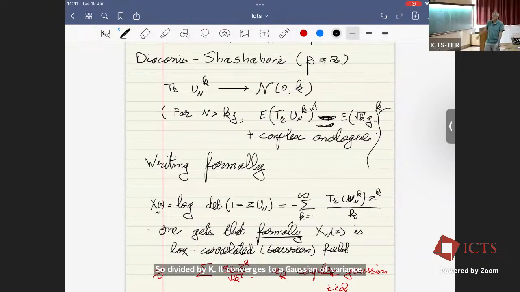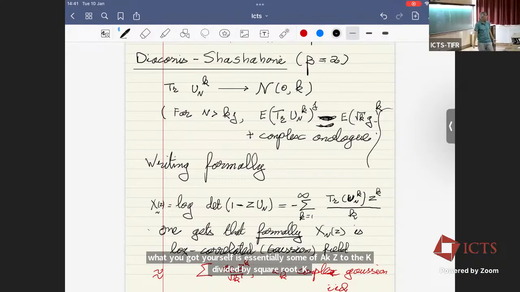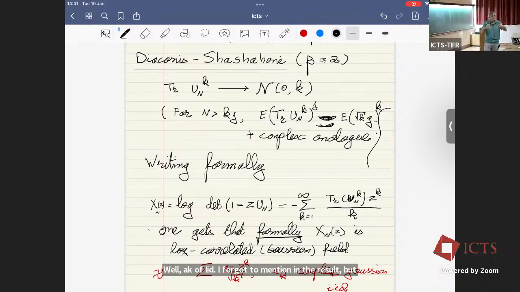So what you got yourself is essentially a sum of a_k z to the k divided by square root k, where the a_k are IID. I forgot to mention in the result that it is actually about mixed moments, not just moments. The formula applies to mixed moments as long as the sum of the powers is smaller than n, and you get independence. So the mixed moments decompose into a product of moments, and for each of the moments we have that formula. So what you should expect is that X_n(z) behaves like the sum of a_k z to the power k divided by square root k.